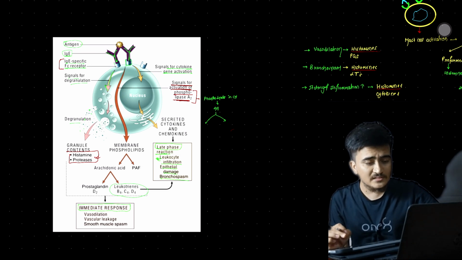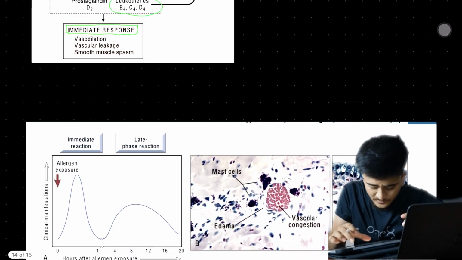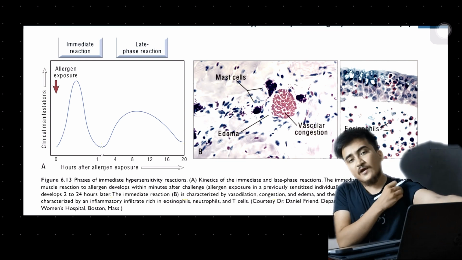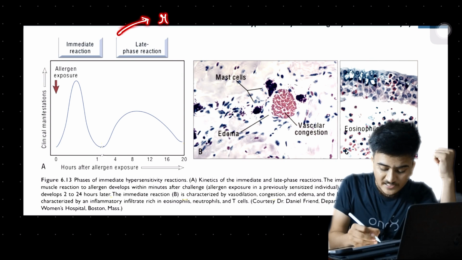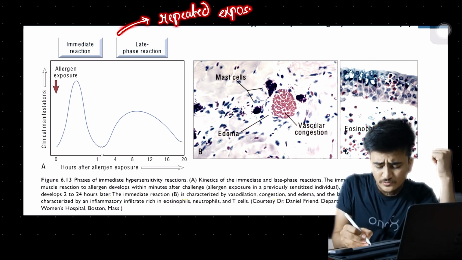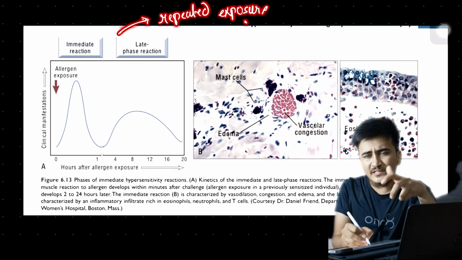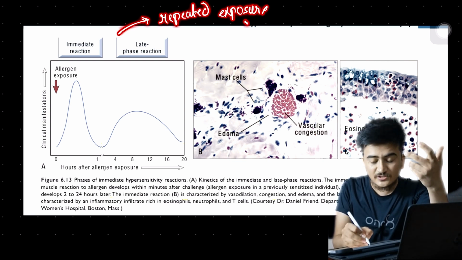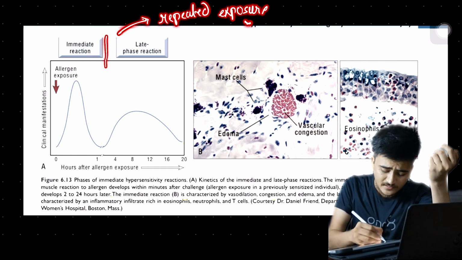The thing that we'll discuss now, as we are learning about the late phase and immediate response, is this diagram. What is this diagram all about? The first thing I would like to make clear is that this is the condition of repeated exposure. In repeated exposure, when antigen enters the body a second or third time, what are the changes that we'll observe?